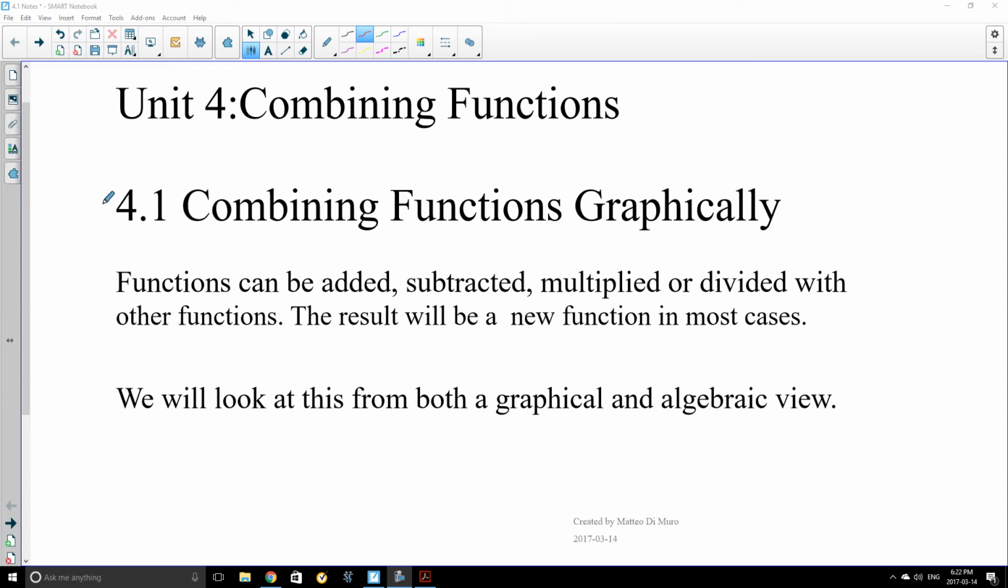Okay, welcome to combining functions graphically. So we're starting a new unit today, and once we're done this unit, we'll actually be halfway done the course.